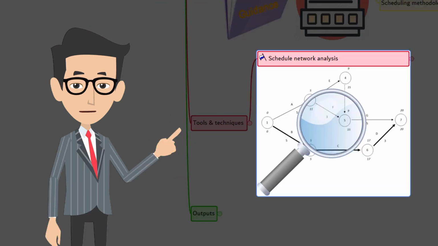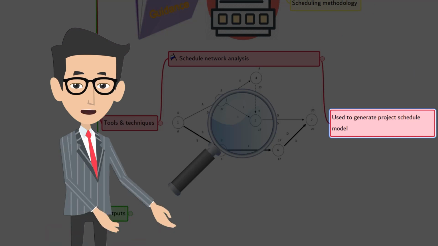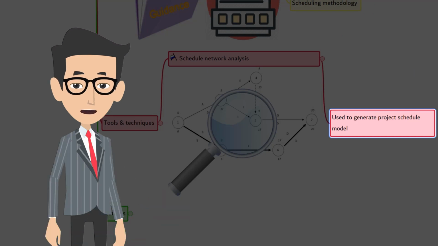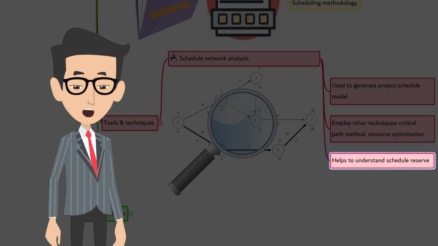The first one is schedule network analysis. Schedule network analysis is a technique that is used to generate the project schedule model. It employs several other techniques such as critical path method, resource optimization technique, and modeling techniques. Additionally, we already discussed that whenever there is a path convergence, the project risk increases. So this helps to understand the schedule reserves. Of course, it's an iterative process. So until a viable schedule model is developed, this process gets repeated.